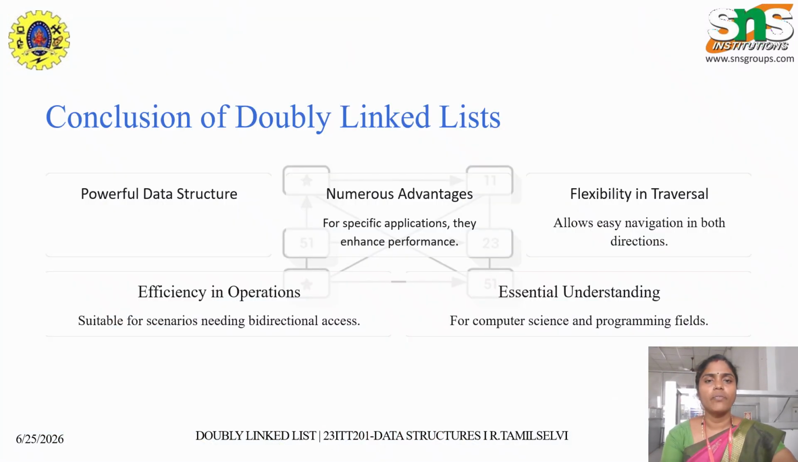Let's summarize what we have learned today. A doubly linked list is a powerful data structure where each node contains data, a next pointer, and a previous pointer. It supports efficient insertion, deletion, and bidirectional traversal operations. Although it requires some extra memory and more complex management, its flexible structure makes it ideal for applications like browser history, music players, and undo-redo operations.